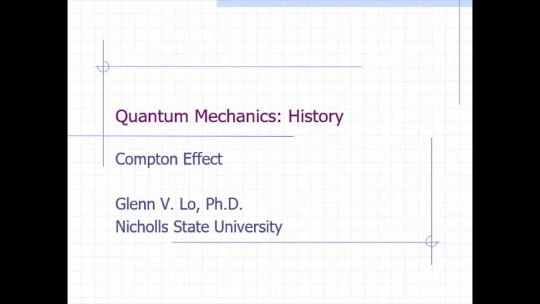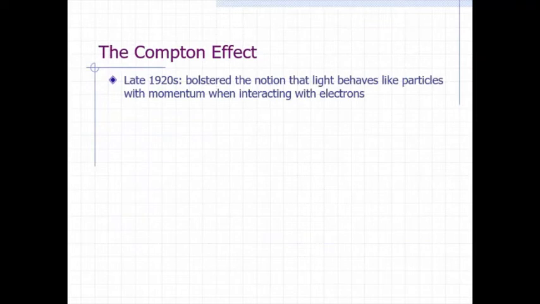In this lesson, we will talk about the Compton effect, a phenomenon that could only be explained if we think of photons as having momentum. The idea of light behaving like particles initially met a lot of resistance from scientists. It was about a couple of decades after Einstein explained the photoelectric effect that another phenomenon, known as the Compton effect, bolstered the notion that light behaves like particles when interacting with electrons. The Compton effect could be explained by assuming that photons have momentum, which is associated with particles but not waves.